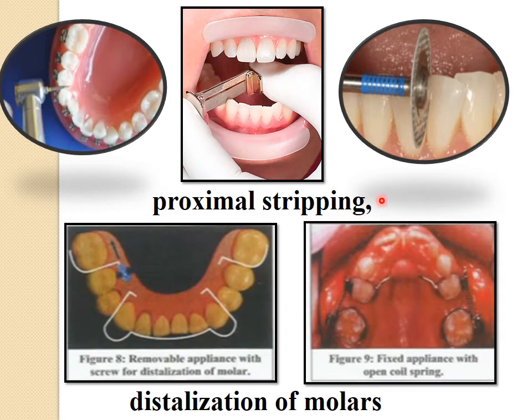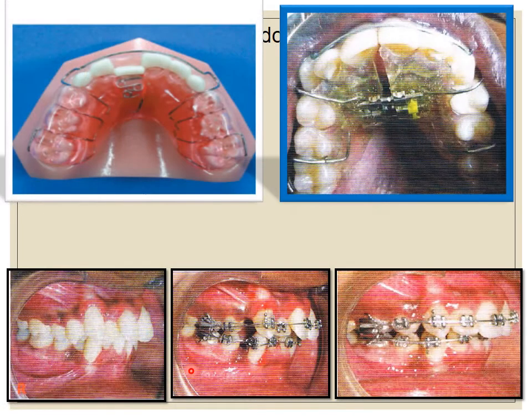We may use proximal stripping to remove part of the enamel using a stripping bur, strippers, or a stripping disc, or we may use distalizers for the molars, a pushing coil spring, or a screw. We can use the Z-spring to procline the teeth anteriorly, so we will increase the circumference of the arch, or we can use an expander to expand the arch, a jackscrew expander, or in some cases we may extract teeth to create the space, but we have to make sure that all the teeth are present before taking the decision of extraction.